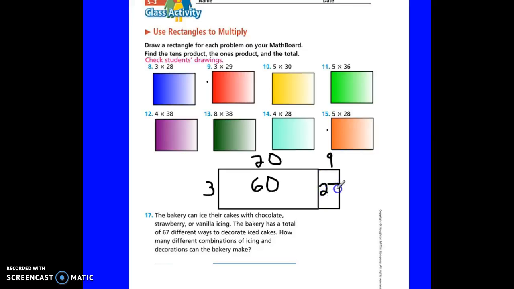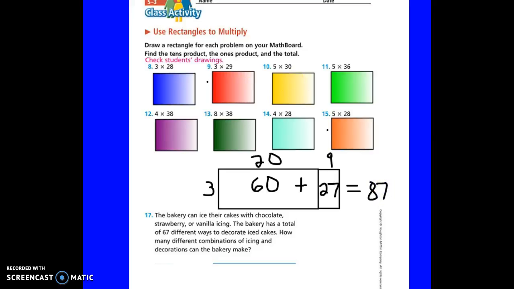And then if I want to find the area of this total thing here, what do I have to do with these two numbers? I've got to add them together, right? So 60 plus 27 would give me 87. I can write my 7 there.